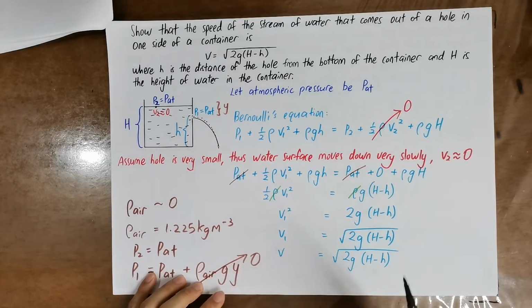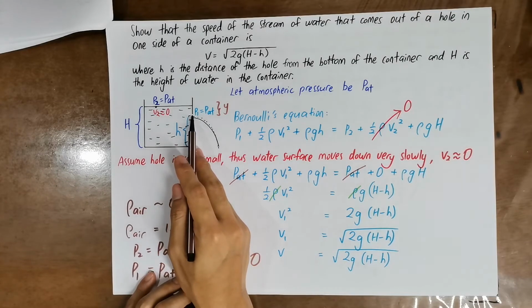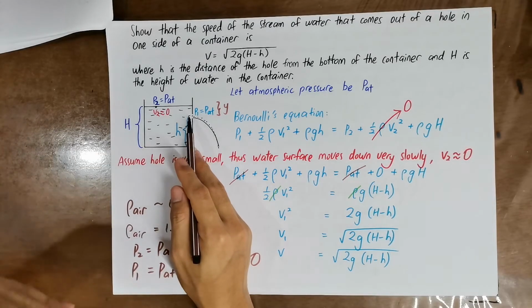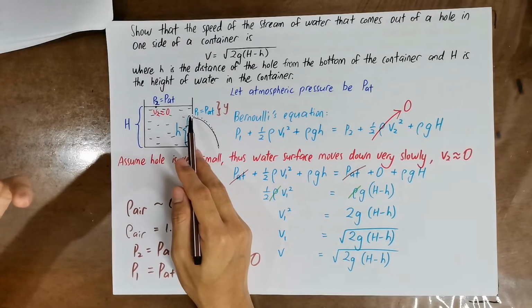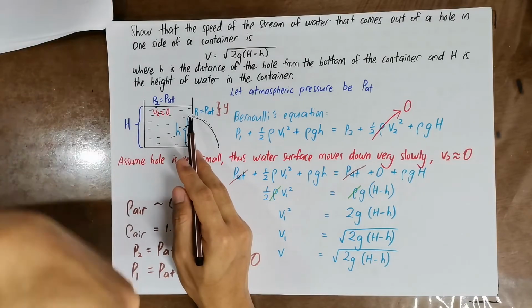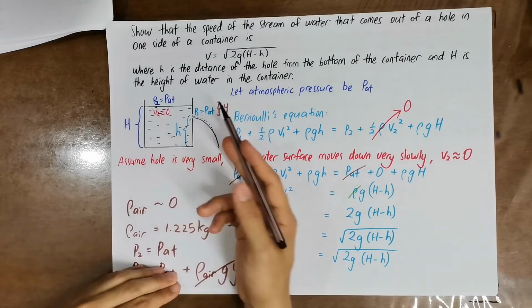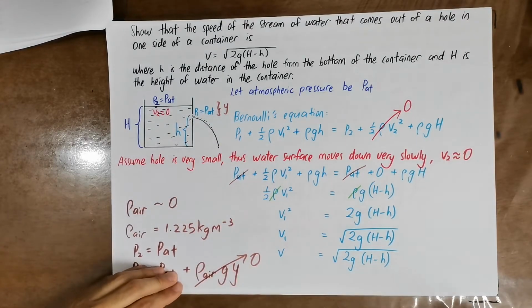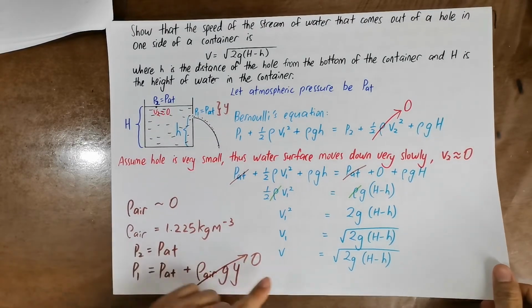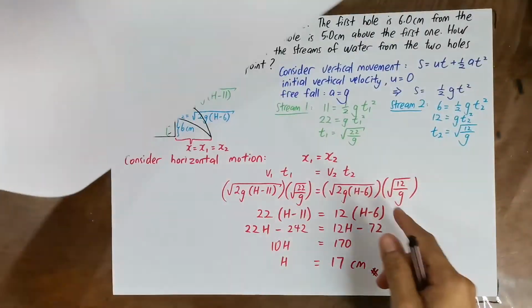So I repeat one more time. The velocity here is actually the horizontal velocity of the water molecules at this point, because at this point it is not falling down yet, so the initial velocity in the vertical direction is 0, but the initial horizontal velocity is given by this expression. So now we use this expression to answer this question.